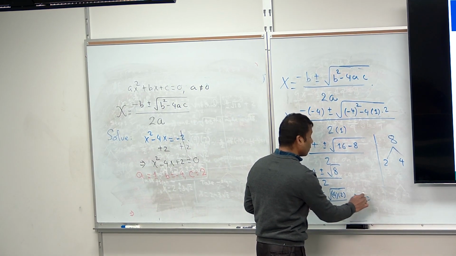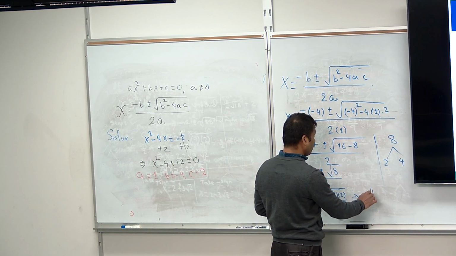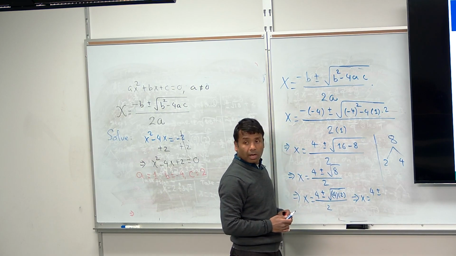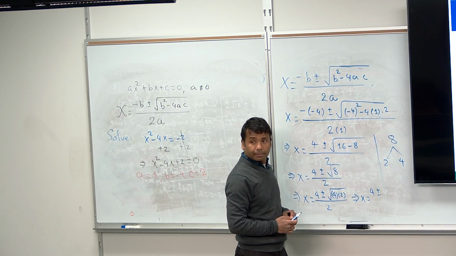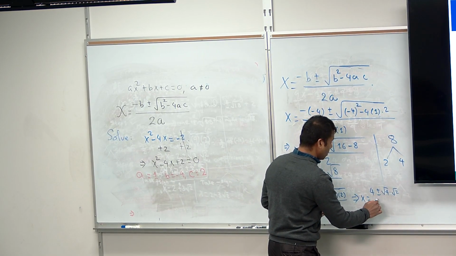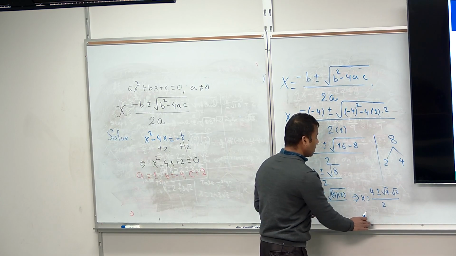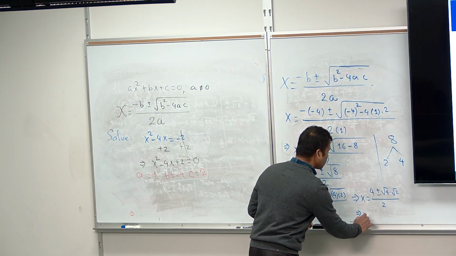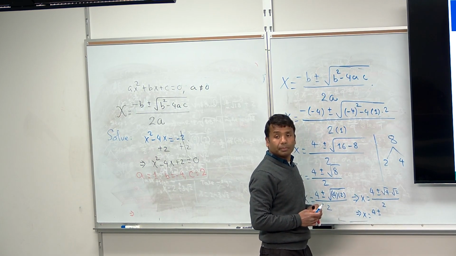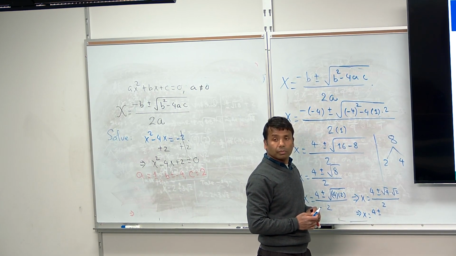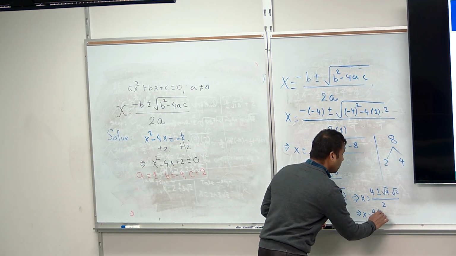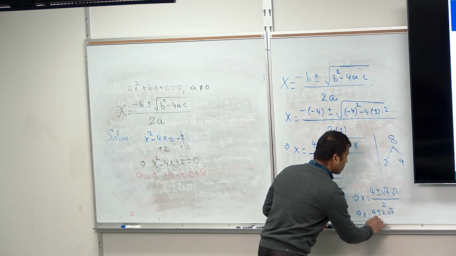x equal to 4 plus or minus. So hey, what is this? This is the same as radical 4 times radical 2, right? So this is radical 4 times radical 2 over 2. So now that would be x equal to 4 plus or minus. What is radical 4? What is the square root of 4? 2. 2 radical 2 over 2.